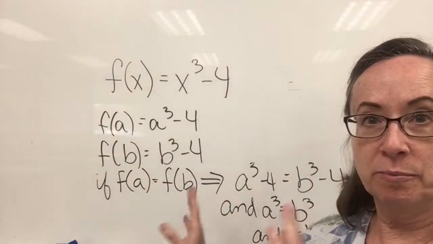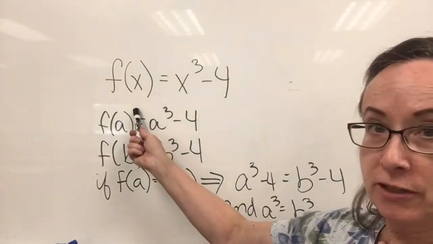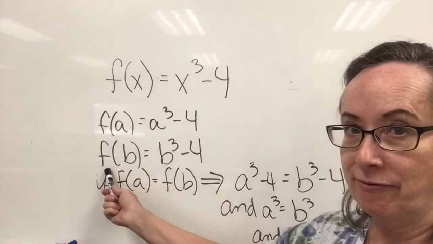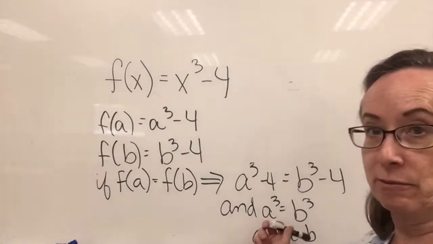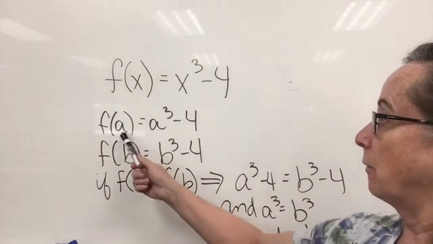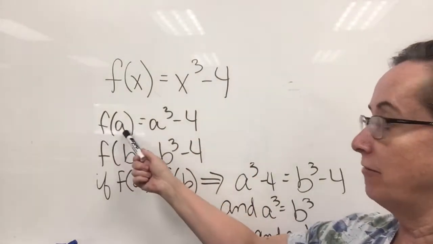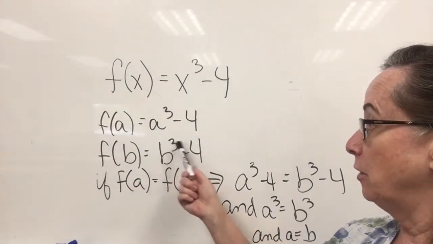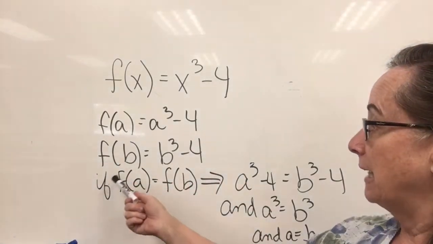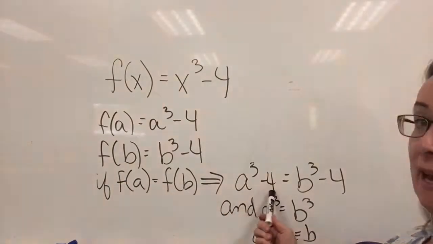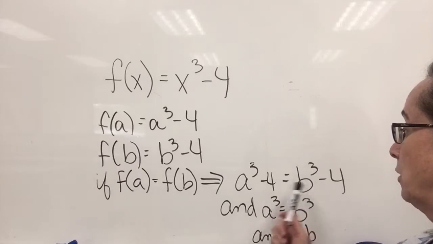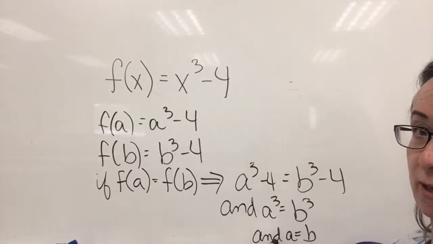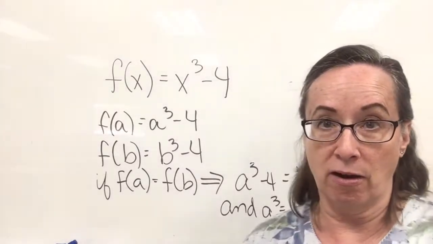Okay, so I have proven this on the board for you. So basically, this was our function. So basically, remember, it's 1 to 1 if f of a is equal to f of b. That means necessarily that a is equal to b. So that means it's 1 to 1. So I started out by saying, okay, if this is my function, then f of a is a cubed minus 4, and f of b is b cubed minus 4. So basically, if f of a is equal to f of b, then this over here must be true, which when I add the 4 to both sides gives me a cubed is equal to b cubed, which means necessarily that a is equal to b, and they are 1 to 1.